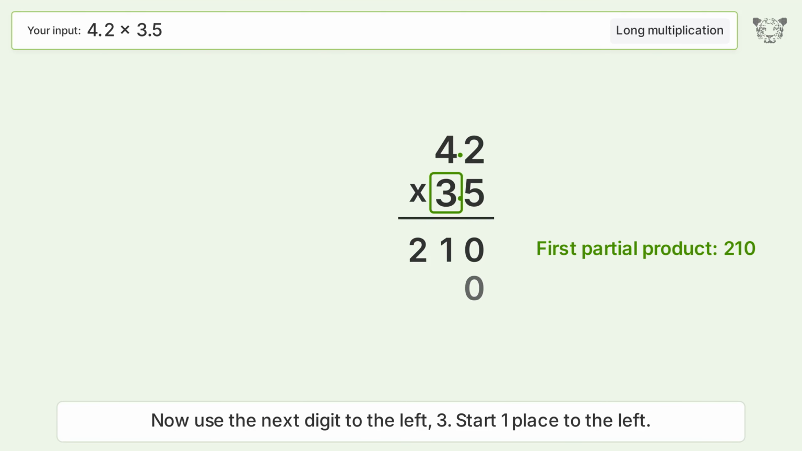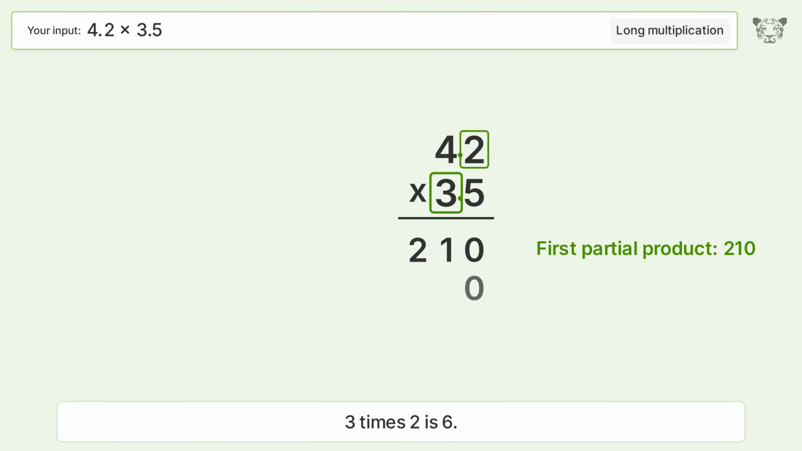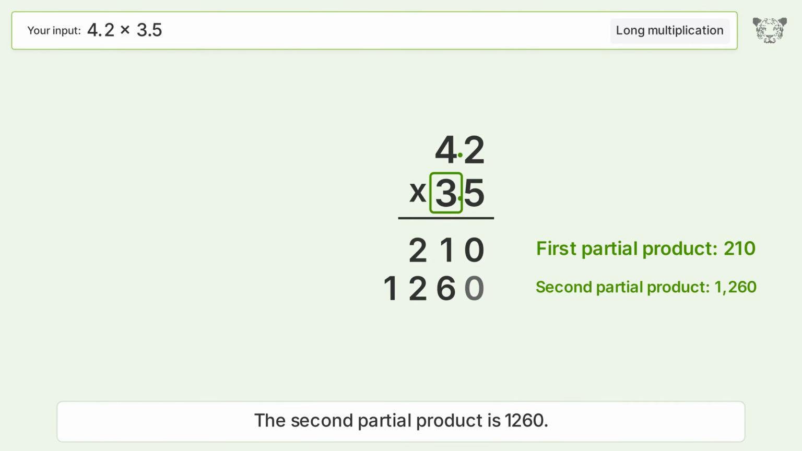Now use the next digit to the left, 3. Start one place to the left. 3 times 2 is 6. 3 times 4 is 12. The second partial product is 1260.